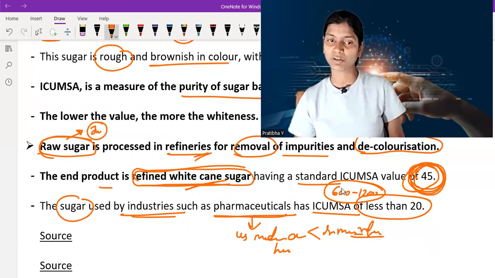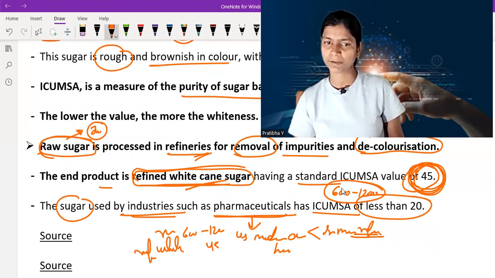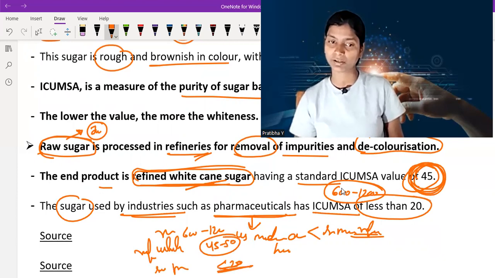So remember, the ICUMSA value of raw sugar is 600 to 1200. Refined white sugar comes from the refinery with nearly 45 to 50, but sugar which is used in pharmaceuticals is less than 20. Very refined and white in color.